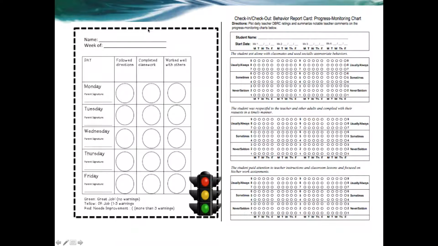On the left, this is just a really simple one. I think you would probably use this for someone in elementary school because it says great job, okay job, or needs improvement. So red is needs improvement, yellow is you're doing okay, and green is a great job. And the one on the right is probably a little more sophisticated, probably for an upper class student, and it has things like the student was respectful to the teacher and other adults and complied with their requests in a timely manner, and those kinds of behavioral things.